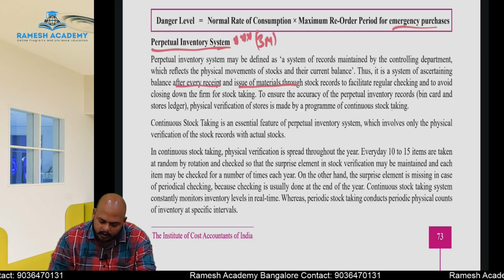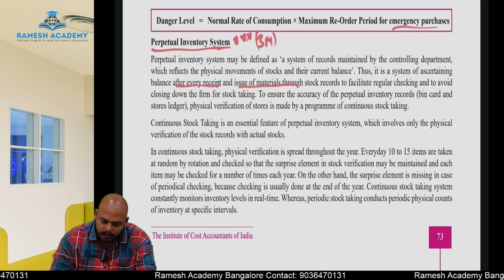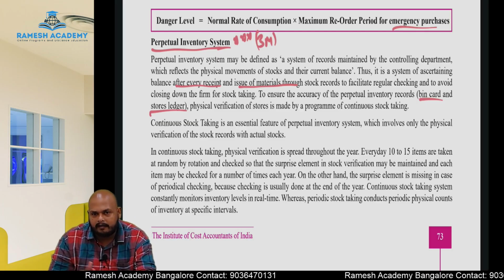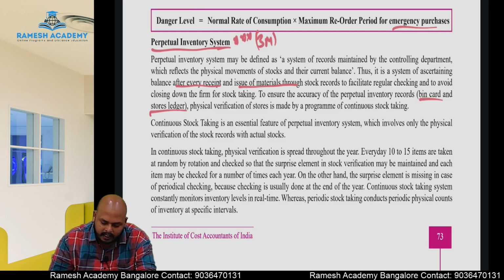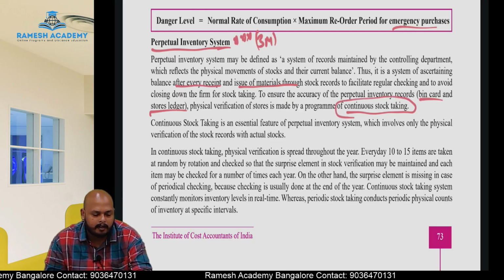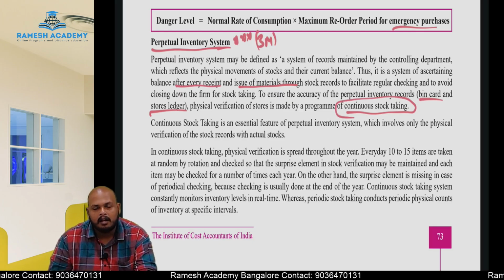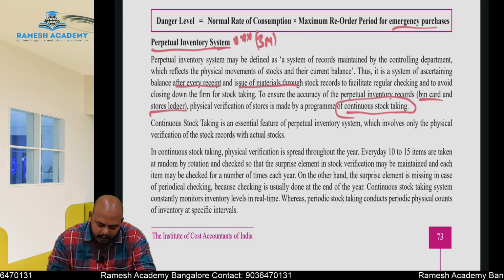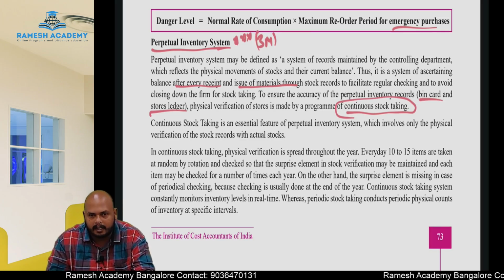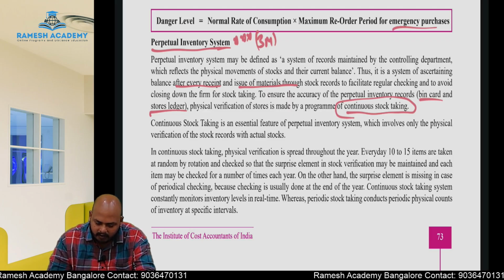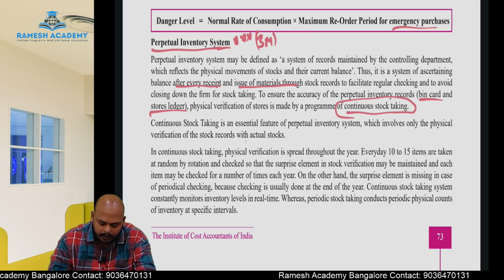To ensure the accuracy of perpetual inventory records, a bin card and stores ledger are also maintained. Bin card and stores ledger we will study in the upcoming sessions. Physical verification of stores is made by a program of continuous stock checking. So perpetual inventory system is nothing but what? Perpetual inventory system means, an MCQ question is possible, continuous verification of stock. Continuous stock taking is the essential feature of the perpetual inventory system. For the perpetual inventory system, what is the essential feature? Continuous stock taking, which involves the physical verification of stock records with actual stock.